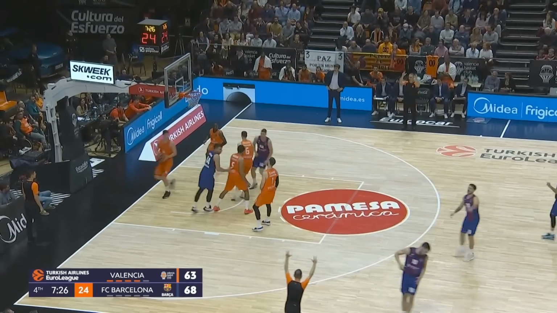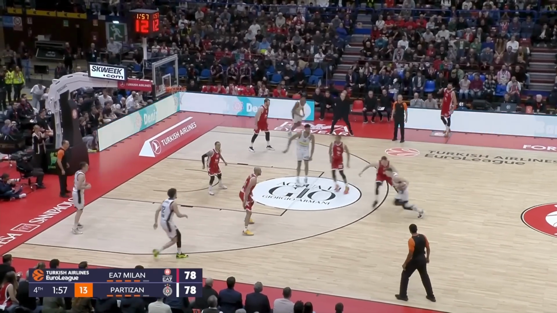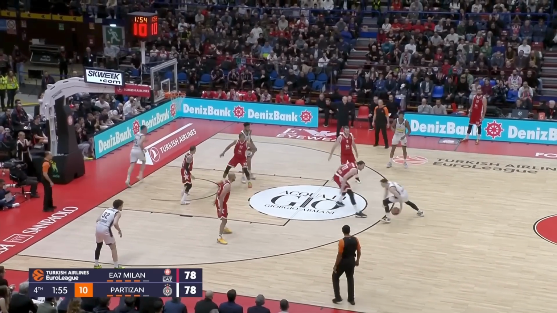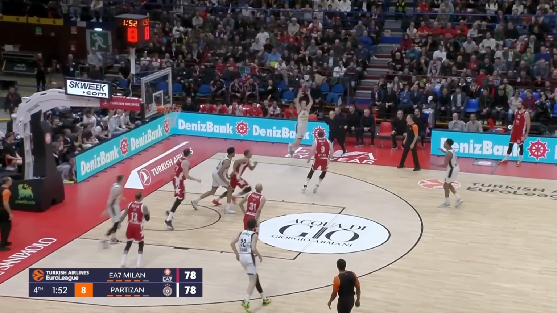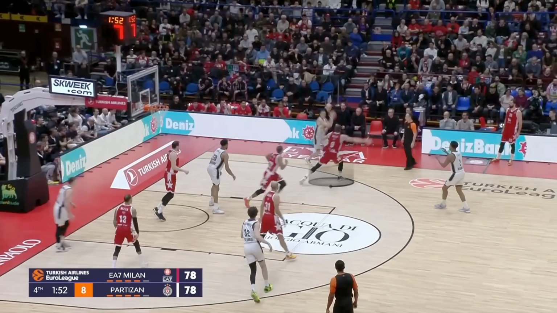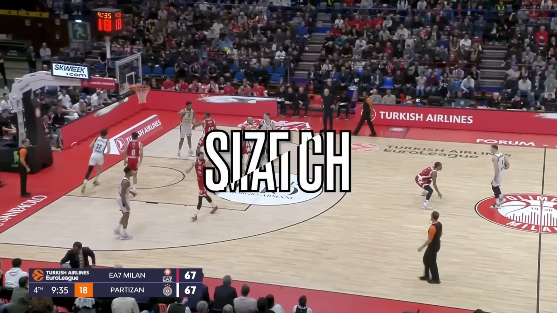The way I look at it is almost like a domino effect. As soon as this switch happens, that leads to the speed mismatch, which leads to this guard getting downhill, and that forces this extra help defender, which leads to the kick out. Now you have confusion of who's supposed to take the ball and who's supposed to rotate, and it ends up being a rhythm jumper. So now we'll talk about the size mismatch.